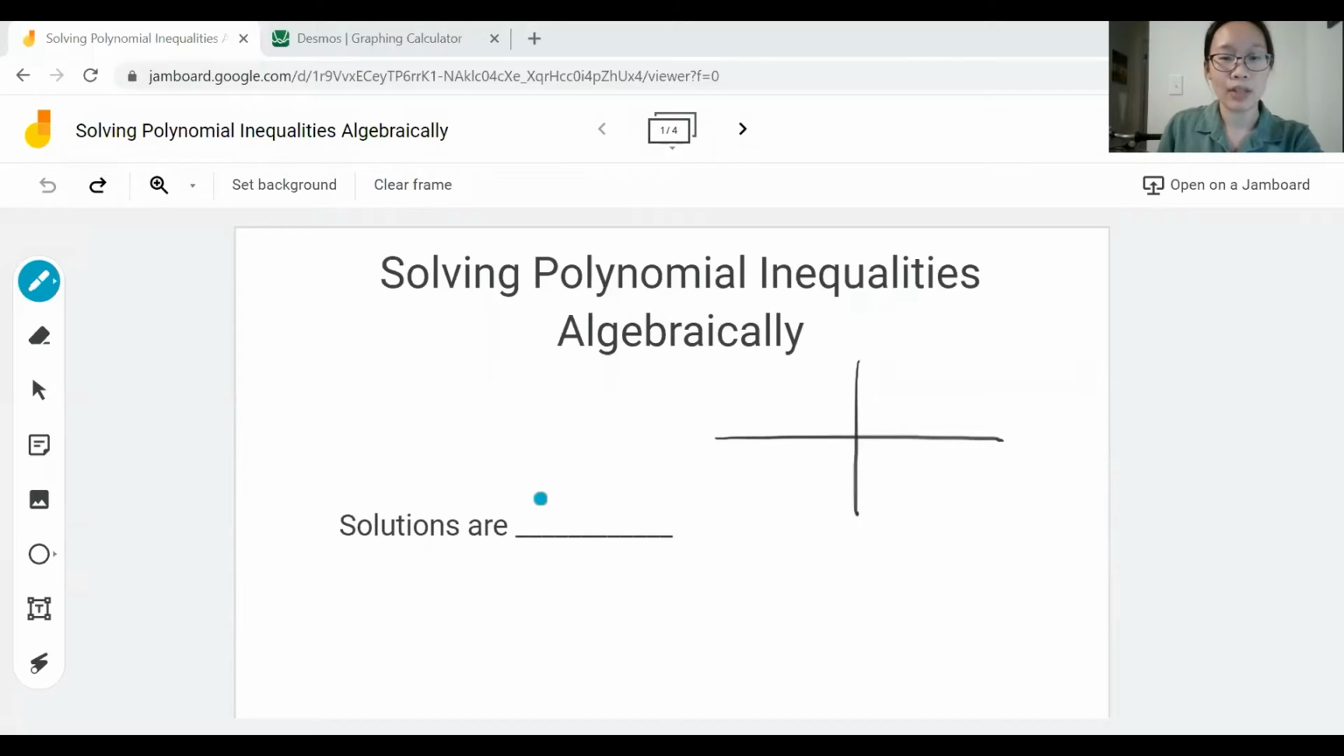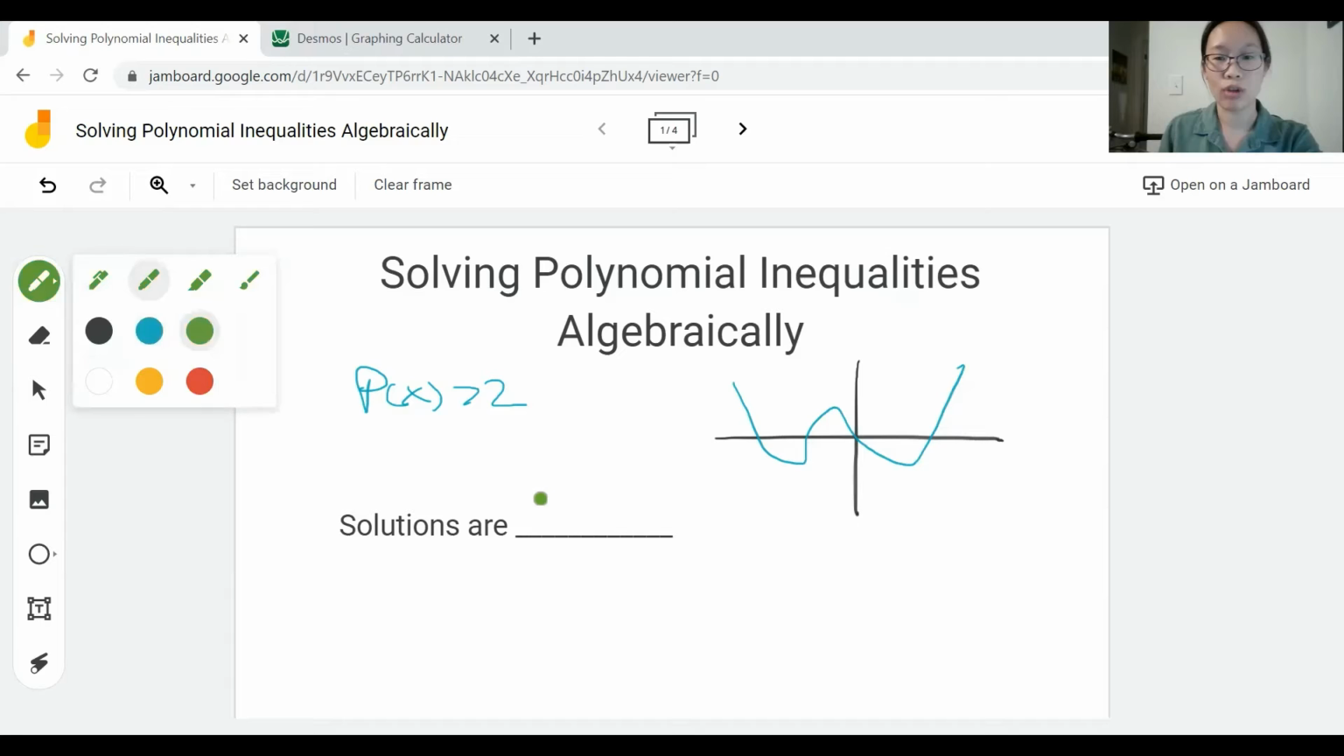When I say that I have some polynomial p of x is greater than 2, what that means is if I'm looking at a graph and I draw a line at y equals 2, it's all the points of the polynomial that are above this line. Now, if I was just solving an equation, I would be looking for these points of intersection, these x values. But since I'm looking at an inequality, it's all parts of the graph that are above this line. And my answer will be an interval with all of these x values.